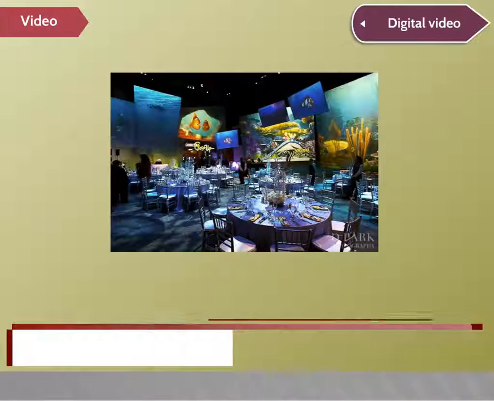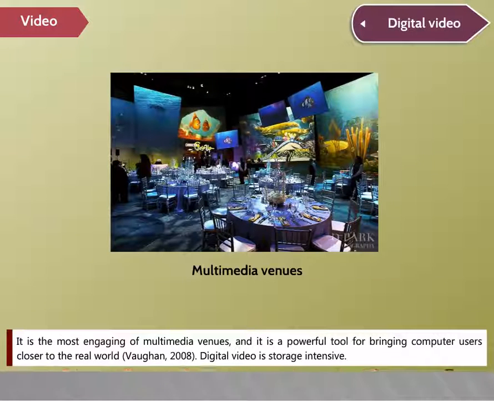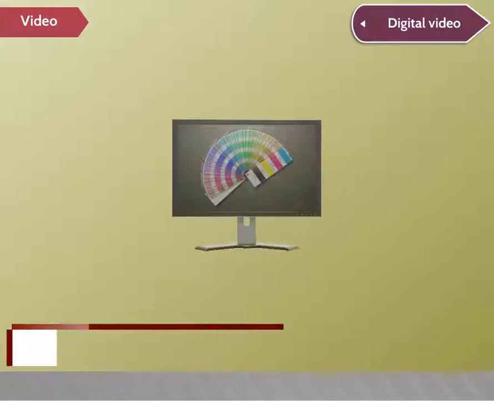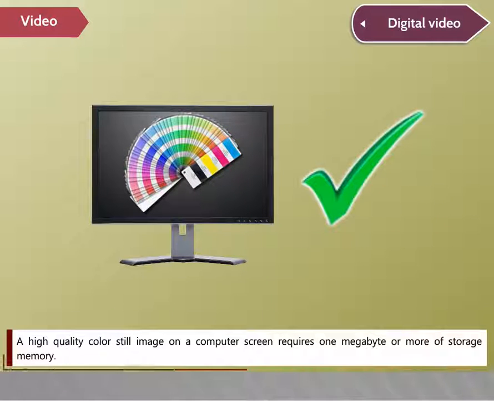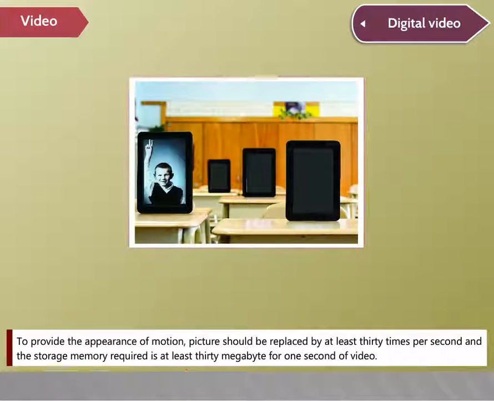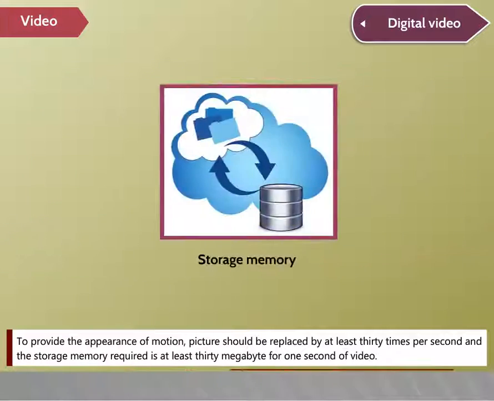Digital video. It is the most engaging of multimedia venues, and it is a powerful tool for bringing computer users closer to the real world. That is Vaughan 2008. Digital video is storage intensive. A high quality color still image on a computer screen requires 1 megabyte or more of storage memory. To provide the appearance of motion, pictures should be replaced at least 30 times per second, and the storage memory required is at least 30 megabytes for 1 second of video.